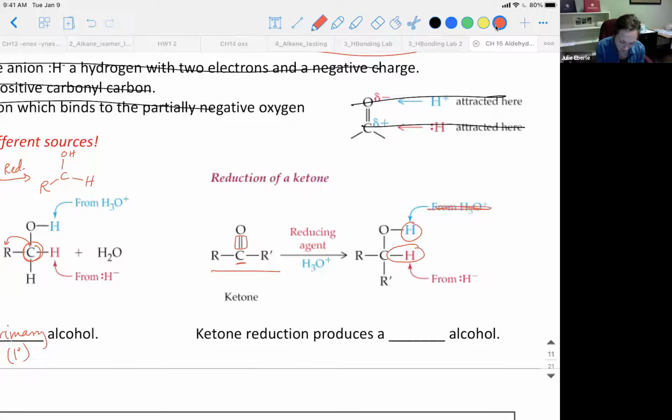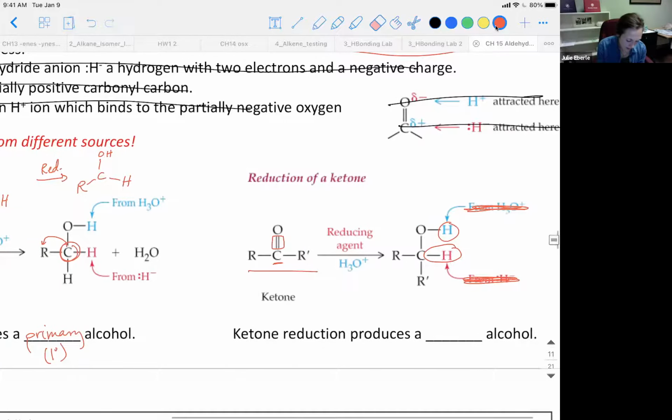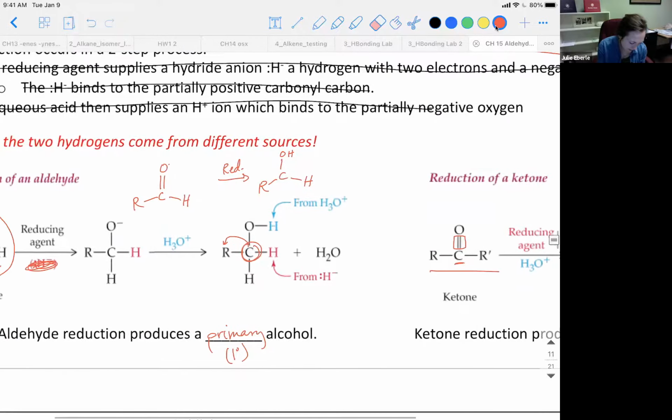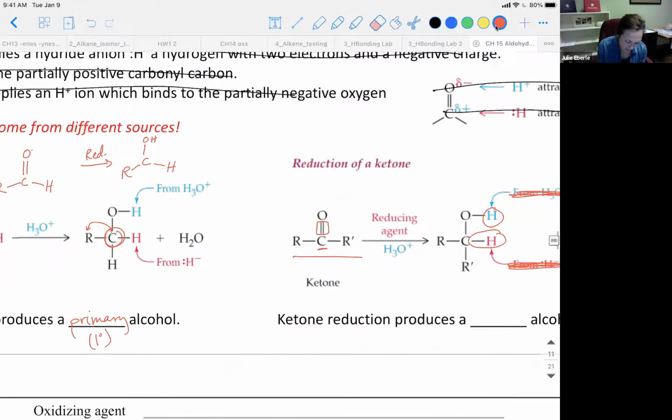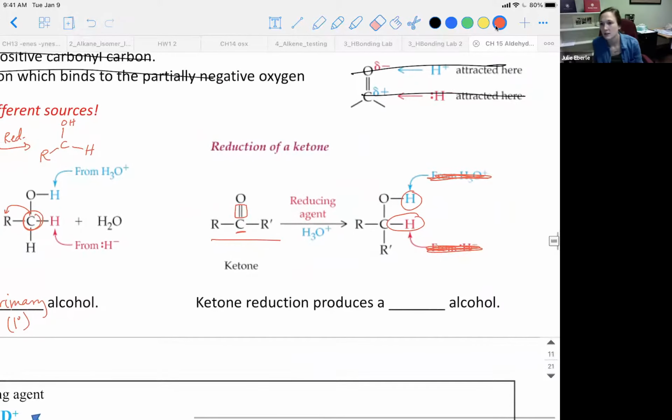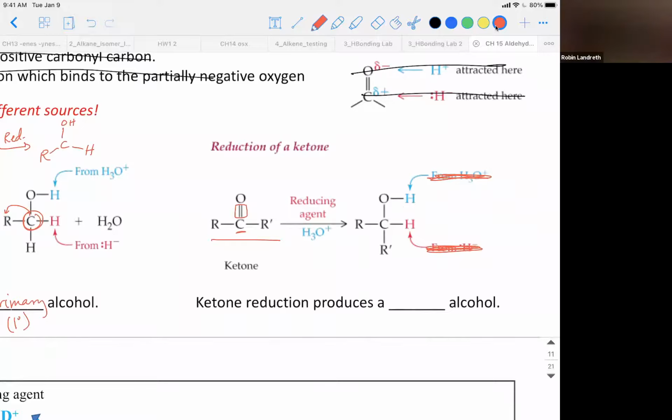As far as this part being from H3O plus and that being a hydride ion, don't worry about that. All I want you to know is that if we reduce a ketone, we produce an alcohol. Specifically, what kind of alcohol? If you reduce an aldehyde, you get a primary alcohol. If you reduce a ketone, what kind of alcohol does it look like we get? Secondary.